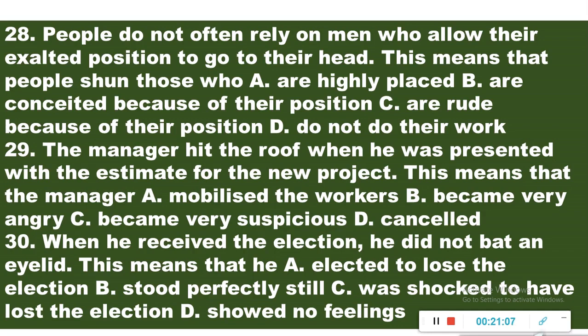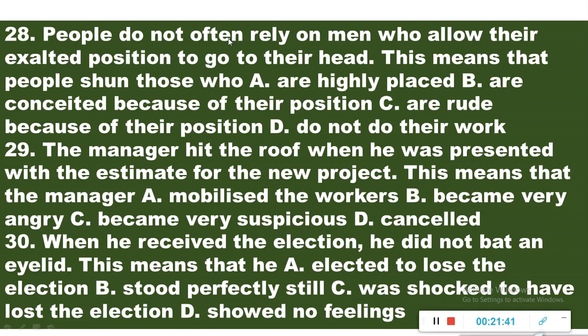This means that people shun those who are highly placed. No, so if somebody may be highly placed and yet very humble and unassuming, behaving modestly. All right. So B, are considered because of their position. That's the appropriate option, because when you are conceited, it means you are excessively proud. You are arrogant. You feel so important. You are pompous. All right.